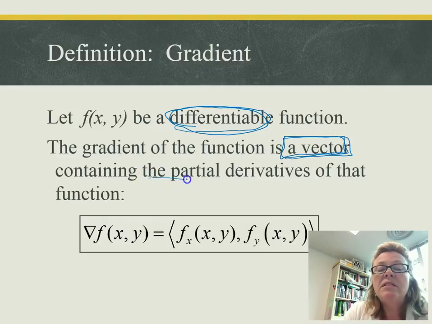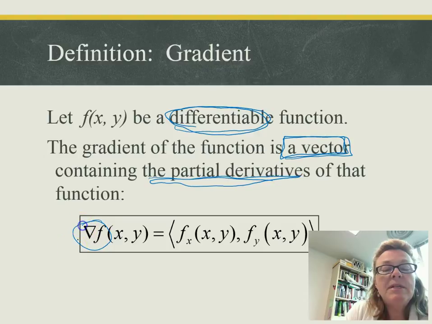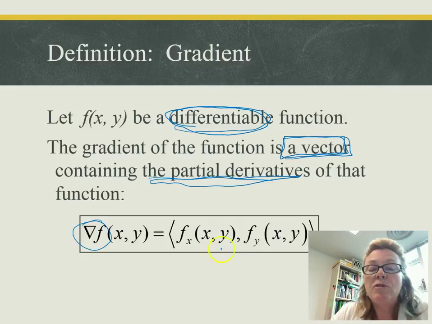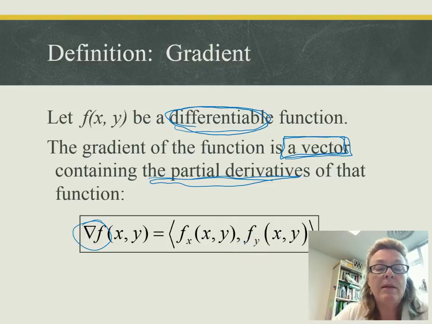And this vector contains the partial derivatives of that function. Notice I have this upside down triangle. It's delta. So we have del f, or the gradient of f, is a vector. And since my function only was a function of x and y, there are only two partial derivatives, so the gradient vector only has two components. The x component is the partial derivative with respect to x, and the y component is the partial derivative with respect to y.